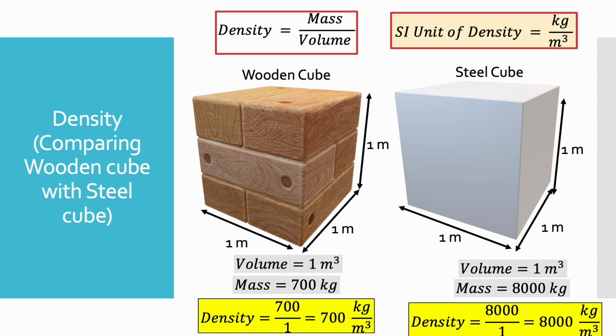So what do we observe? Even though both cubes are the same size, the steel cube has a much higher density. That's why it's so much heavier. It has more matter packed into every bit of space. So this is how density works. It helps us compare different materials even when they are the same size.